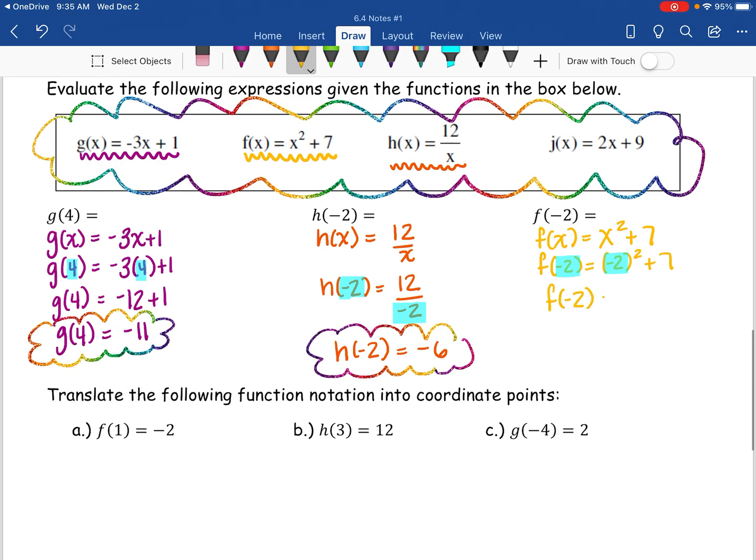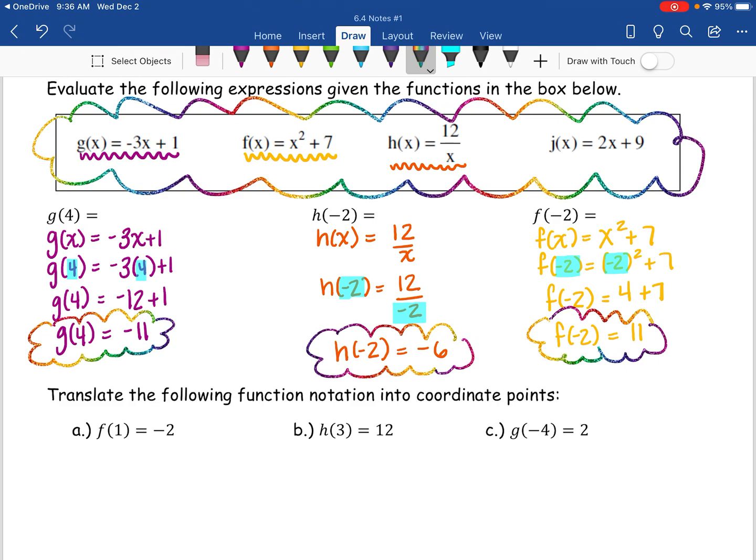You're going to want to be really careful here because when you square a negative number, you get a positive. That means just to take -2 times -2, which gives you 4. And then we add 7 and get 11. Okay, so this is the first type of problem that you're going to see on your homework.